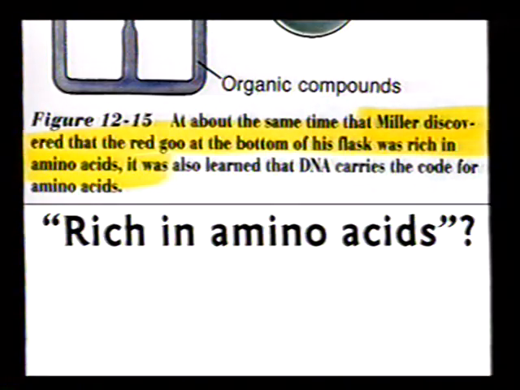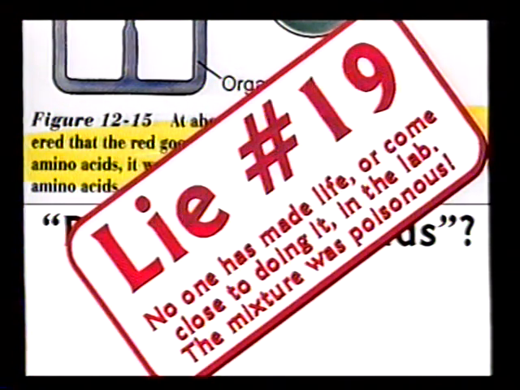But what they had, this textbook says, about the time Miller discovered that a red goo at the bottom of his flask was rich in amino acids. Now, wait a minute, rich in amino acids? That's lie number 19. It was not rich in amino acids. No one has made life. They didn't even come close. What they made was poisonous to life.